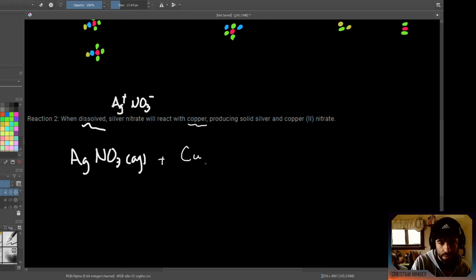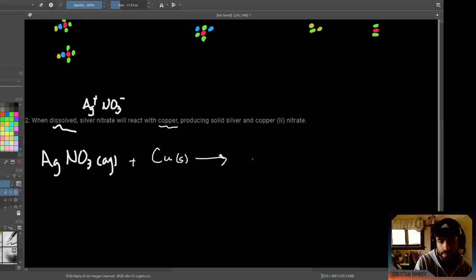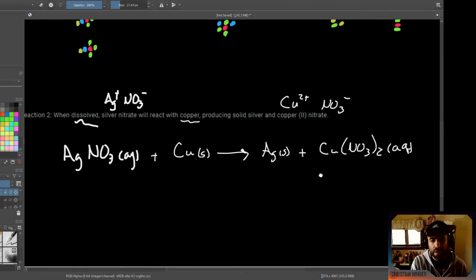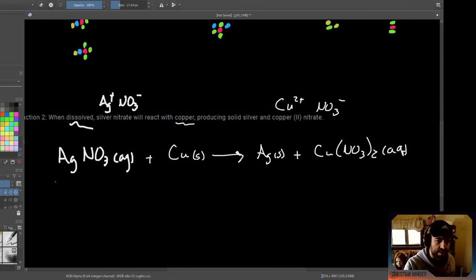Hey guys, copper. You've seen copper before, right? It's a solid. As far as states go, I would expect you to know it says dissolved for silver nitrate, so you definitely got to know that's dissolved. Copper, it's copper, it's a solid. Silver, it's a solid. It even says it up here.